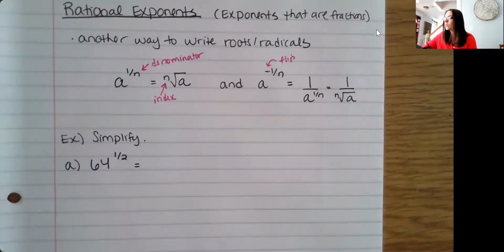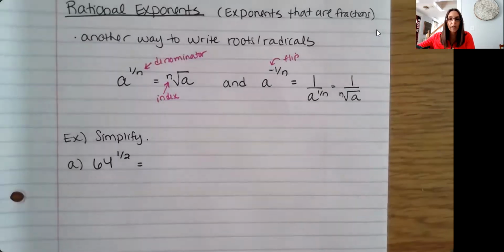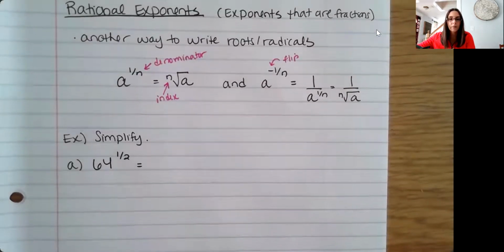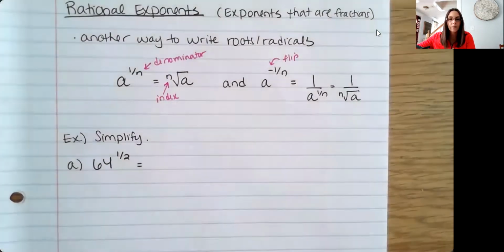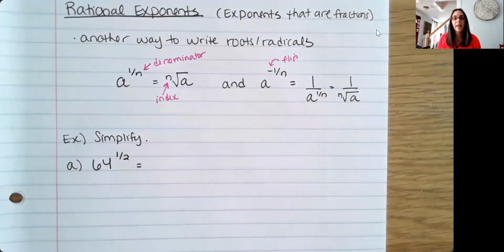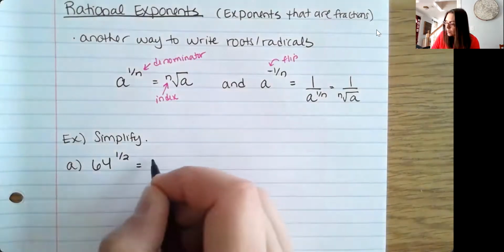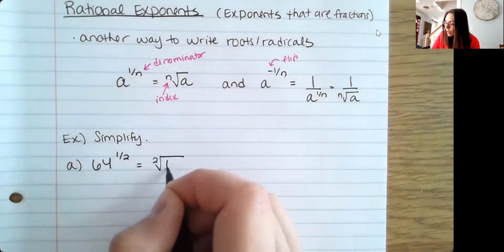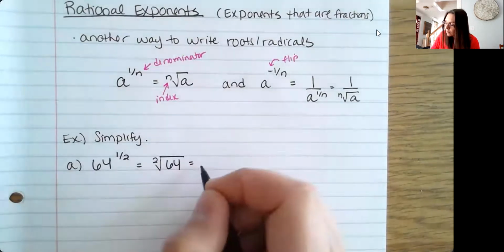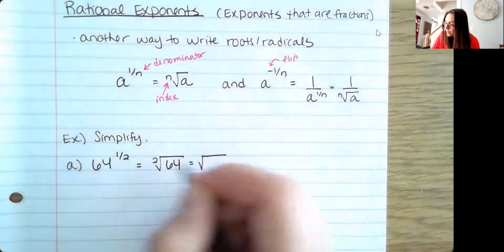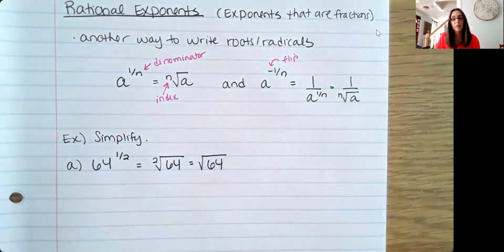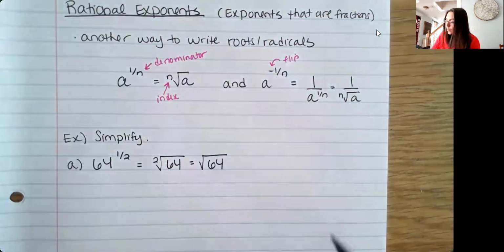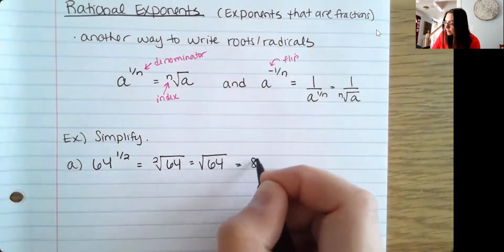So 64 to the 1/2. Again, that denominator there is going to tell you the kind of root you have. And this is a square root. So your index is a 2 here. But remember that we don't really need to write in square roots there. We don't have to write the 2 in, I mean. So it's just the square root of 64. And now this is something you can simplify. Square root of 64 is 8.